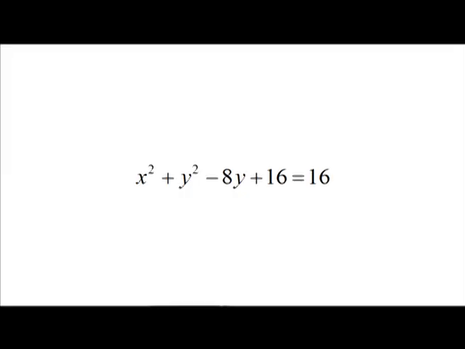To complete the square of terms involving y, we add 16 on both sides and get x² + y² − 8y + 16 = 16. That is, x² + (y − 4)² = 16. This is the Cartesian equation of the circle of radius 4 centered at (0, 4).